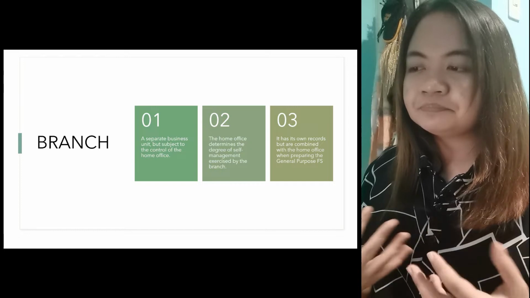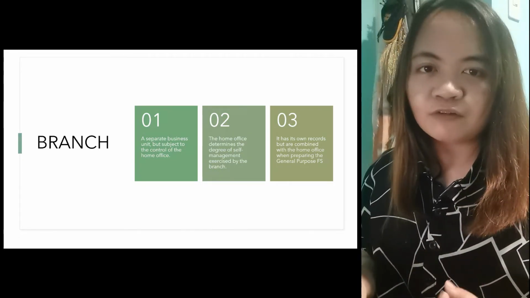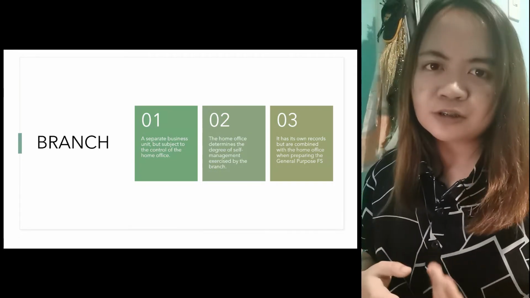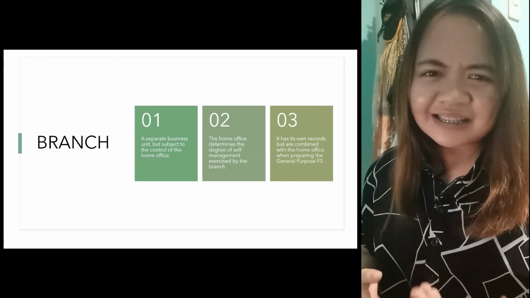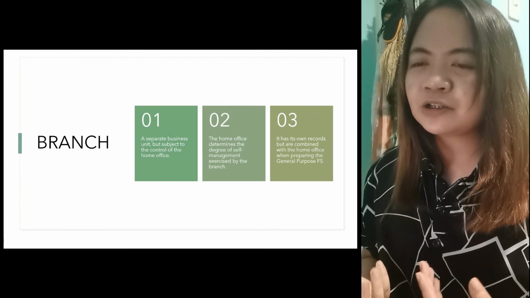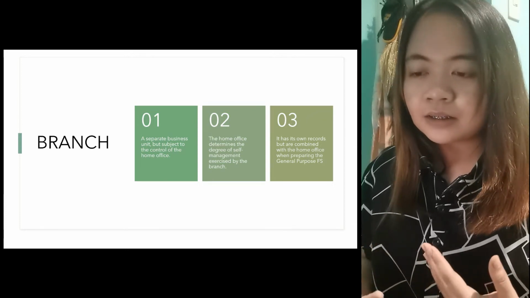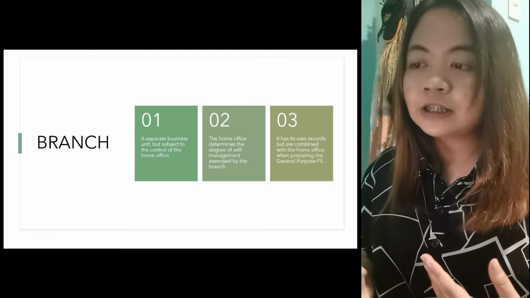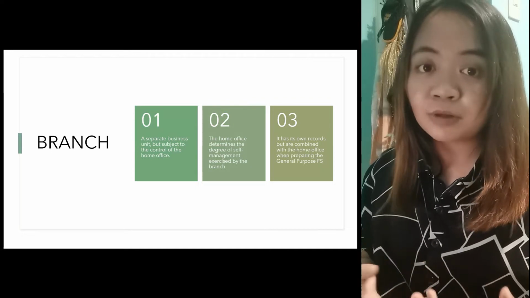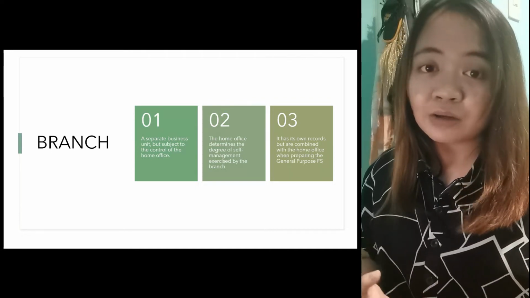Ina-assess lagi ni home office if this branch is actually profitable, is it a liability. Kung masyado lang nag-incur ng cost, pasara na natin, kaysa sa incurrence lang ng cost, hindi naman nagko-contribute ng profit or mas nagko-contribute pa siya sa loss.